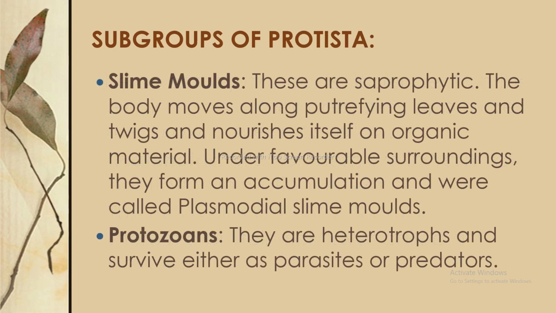Next are slime molds. They are saprophytic. The body moves along putrefying leaves and twigs and nourishes itself on organic material. Under favorable surroundings, they form an aggregation and are called plasmodial slime molds. Next are protozoans. They are heterotrophs and survive either as parasites or predators.